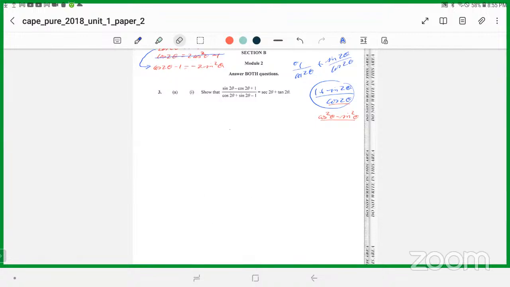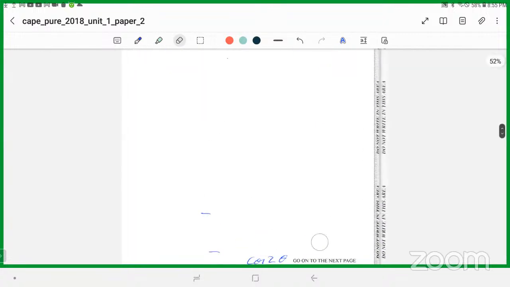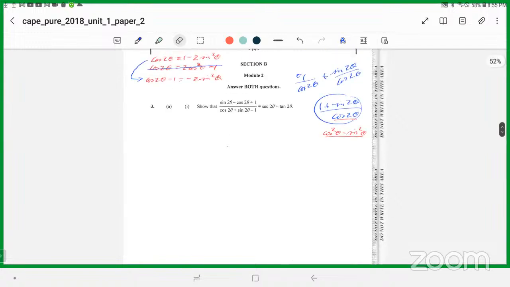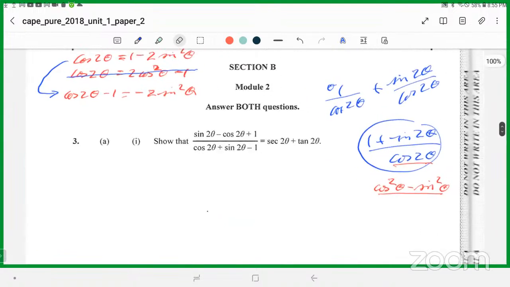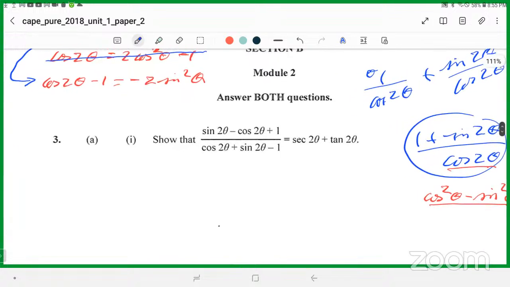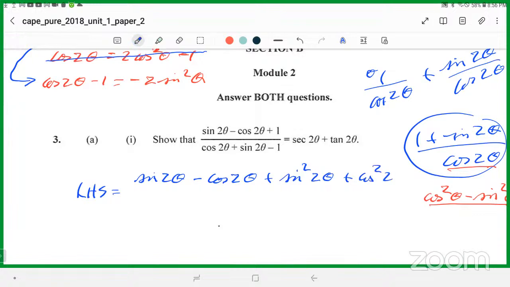If I don't eliminate the 1, but write the 1 as sine squared plus cos squared, and keep the 2 theta in there, and see if something can work out. Let's see. Something you have to test yourself, you know. So the left hand side, I'm going to replace this with sine squared plus cos squared. So I'm going to have sine 2 theta minus cos 2 theta plus, instead of 1 here, I'm going to write sine squared 2 theta plus cos squared 2 theta.